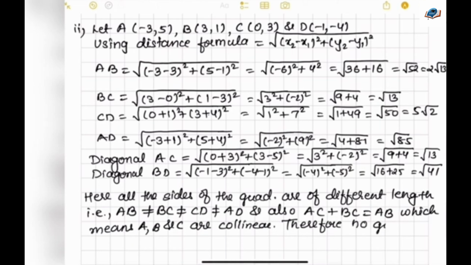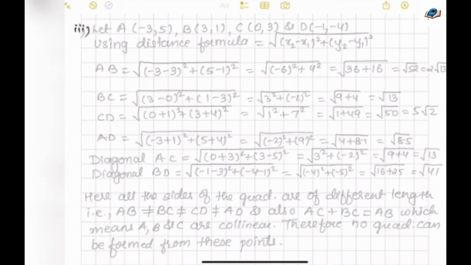Therefore, no quadrilateral can be formed from these points.